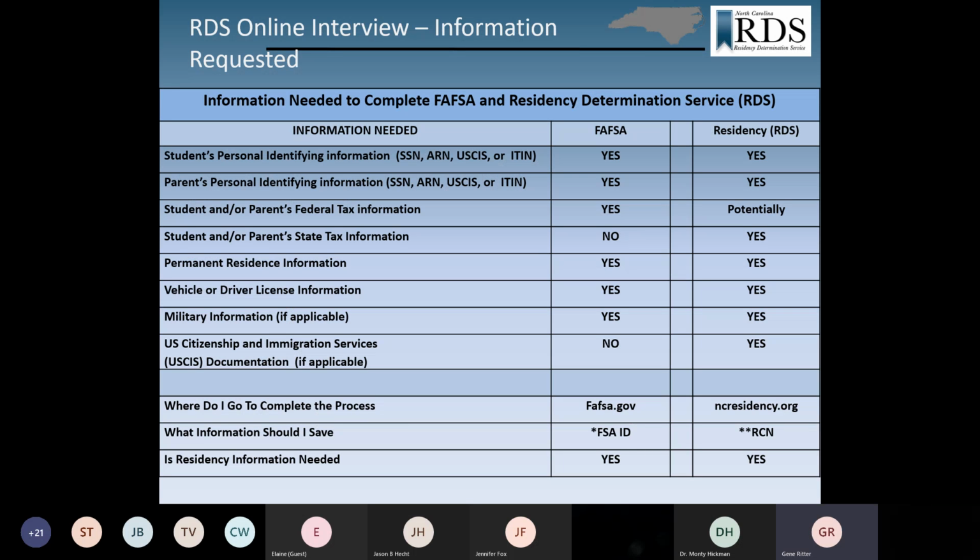Just so you know, this is one of the many, many tools available on our public website. This compares the information RDS asks for with what's on the FAFSA. It's pretty similar. It really is. We will ask more about the immigration information, because we have more eligible statuses. And we're more interested in the state tax return of, are you declaring that you are a resident?